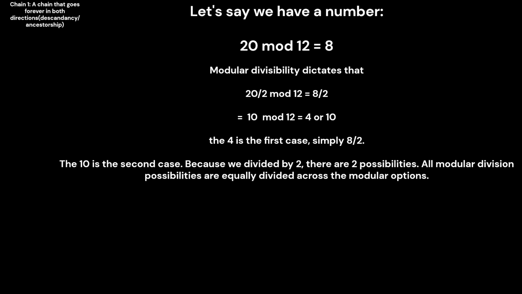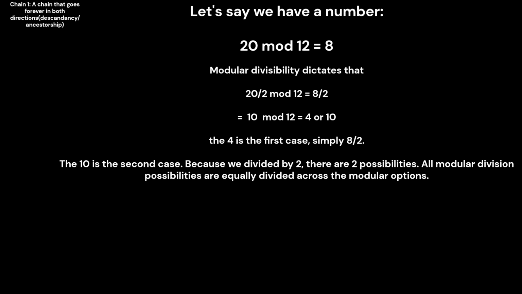Now there is a condition that everything in the equation must be divisible by whatever you're dividing it by. So, in this case, 20, 12, and 8 all need to be divisible by 2. The first answer for 10 mod 12 is equal to 4 or 10 is very straightforward. 4 is simply 8 over 2. But 10 is a little more complicated.